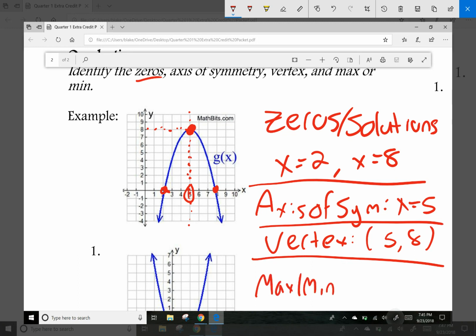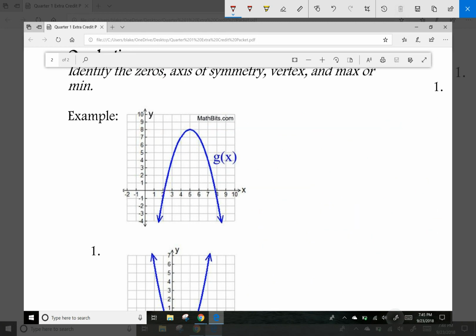In this case, we have a maximum because the vertex is at the very top of our parabola. There's no point higher than that. So the vertex is a maximum. Remember, max and min is always referring to the vertex. Its highest y value is 8, so the max is at y equals 8. And there you have it. You can try the other problem on your own.